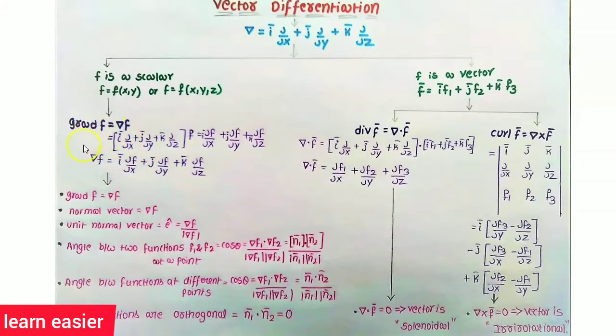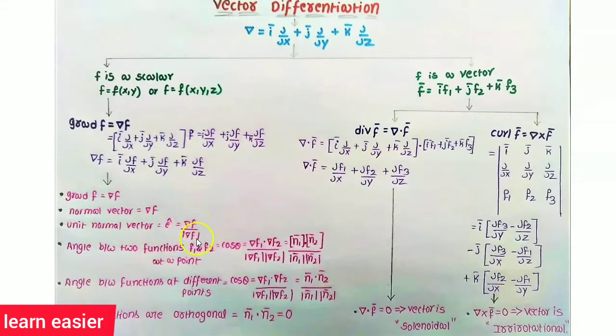When we apply grad f, normally the problems are based on grad f, that means del f, the normal vector. The normal vector is also known as del f. That means grad f is the normal vector of f. And the unit normal vector is denoted as e cap, and e cap is del f by modulus of del f.